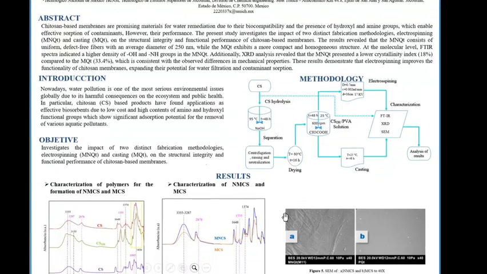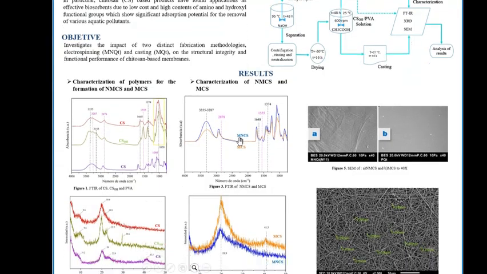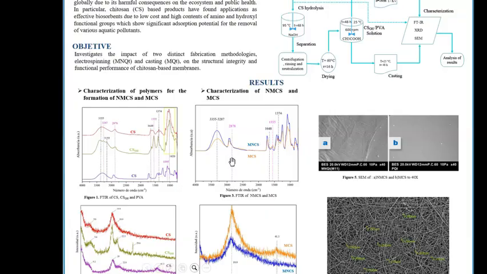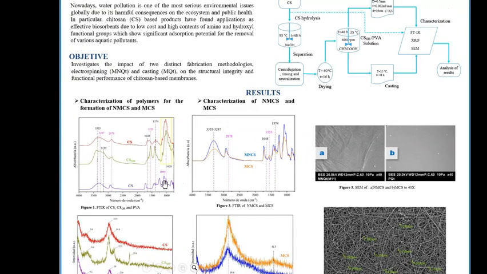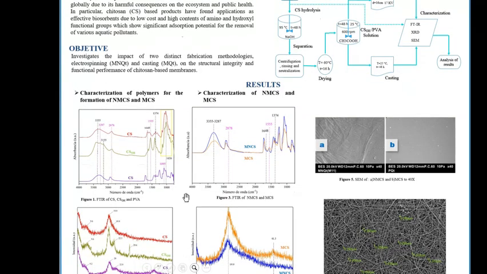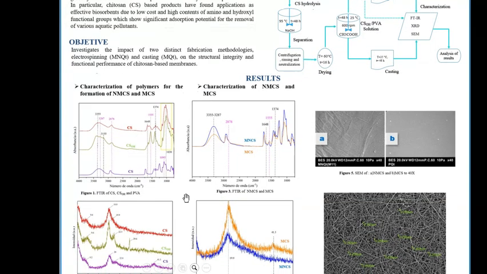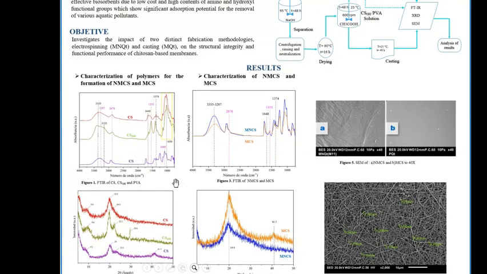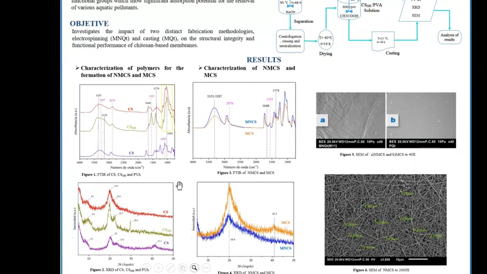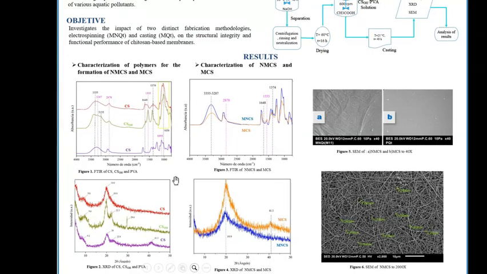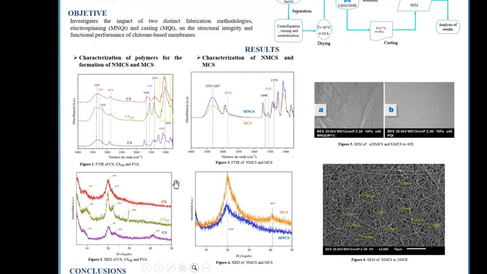Figure 1 shows the FTIR spectra of the polymers used for the formation of the membranes, which shows that the chitosan after hydrolysis still shows the absorption bands corresponding to the hydroxyl and amine groups, which is an indication that despite the breaking of bonds by hydrolysis, it still retains the characteristic structure of the polysaccharide. On the other hand, the FTIR spectrum of PVA shows the characteristic band of the hydroxyl groups.